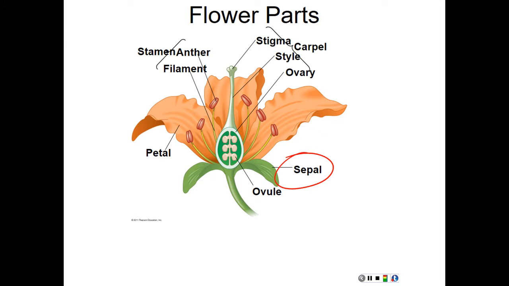Then, of course, the most familiar structure are the petals, right? That's what I think we think of. These are typically brightly colored appendages to attract pollinators. Now, the male reproductive parts of the flower are known as the stamens. The stamens are going to produce microspores that will develop into pollen.